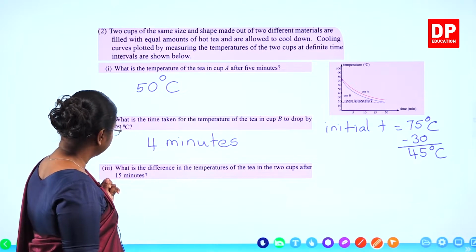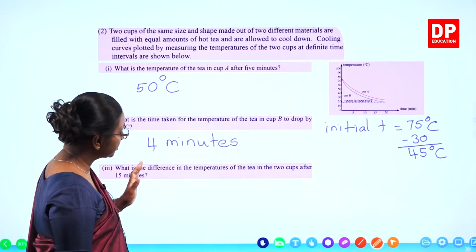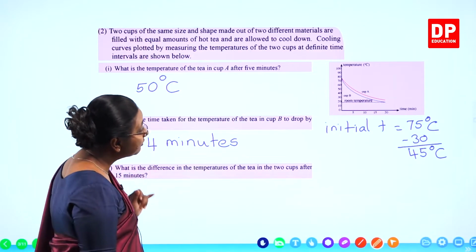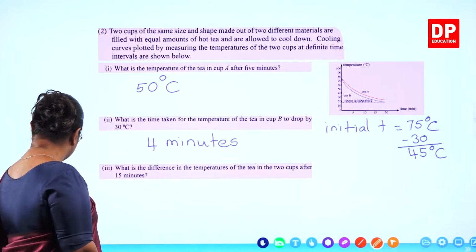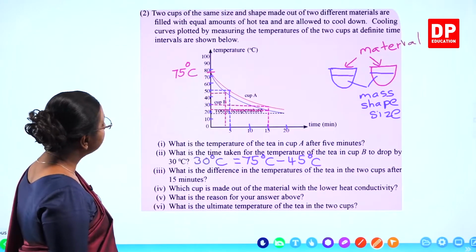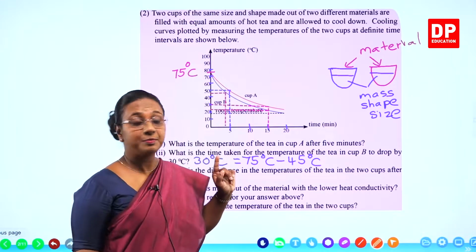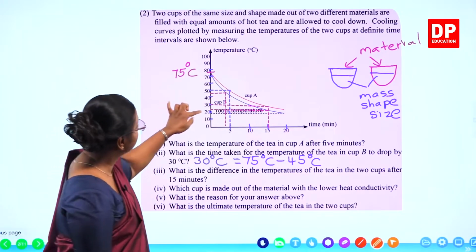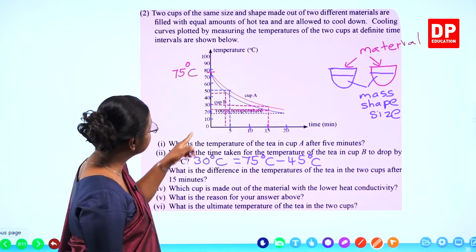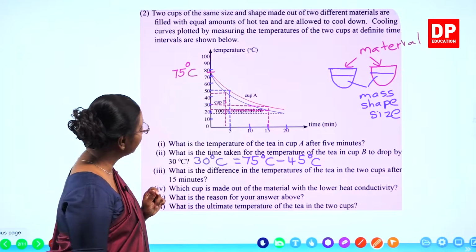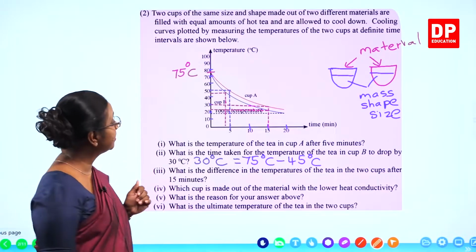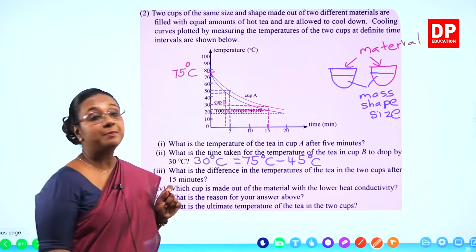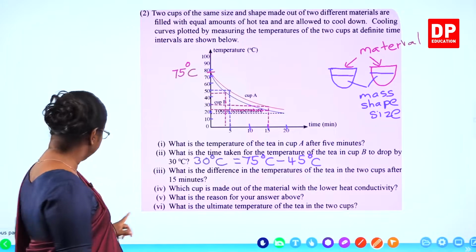Then the third one. What is the difference in the temperatures of the tea in the 2 cups after 15 minutes? After 15 minutes, we calculated that as well. Here you can see the plot. So, cup A has a temperature of 30 degrees Celsius. I said we can take this value as about 23 degrees Celsius. So, cup B has a temperature of 23 degrees Celsius. Cup A has a temperature of 30 degrees Celsius.